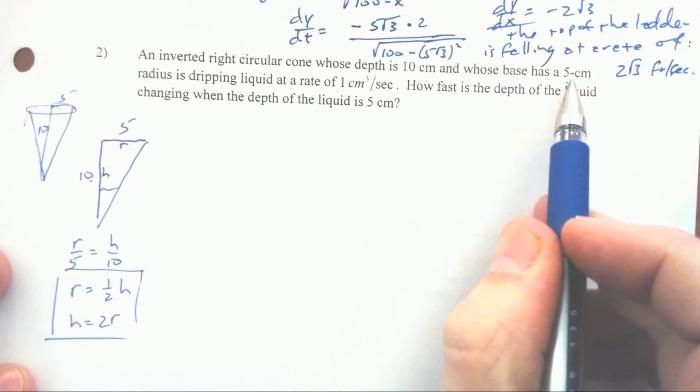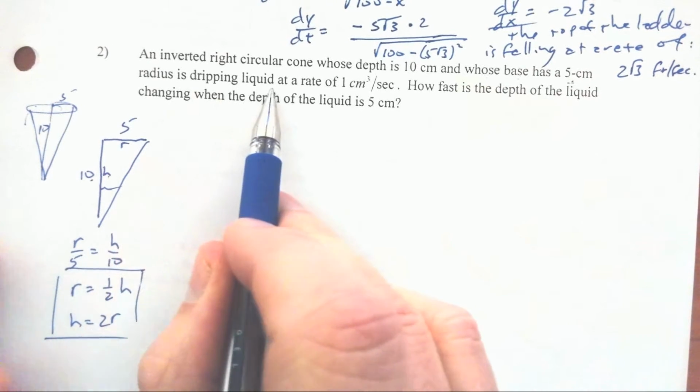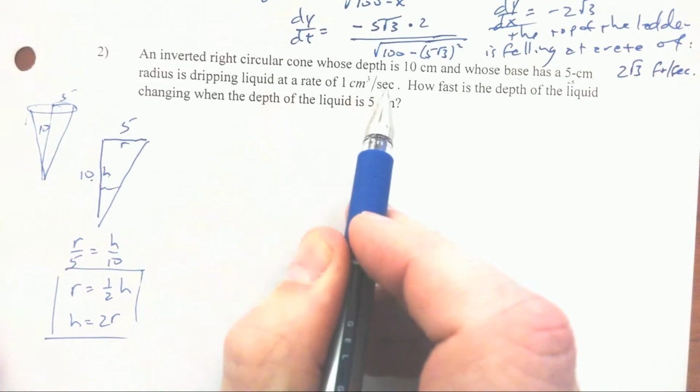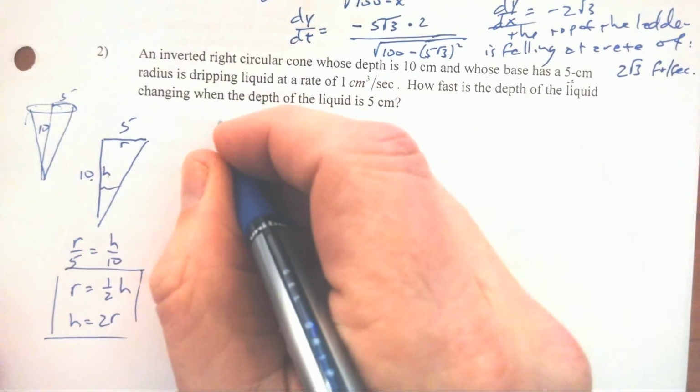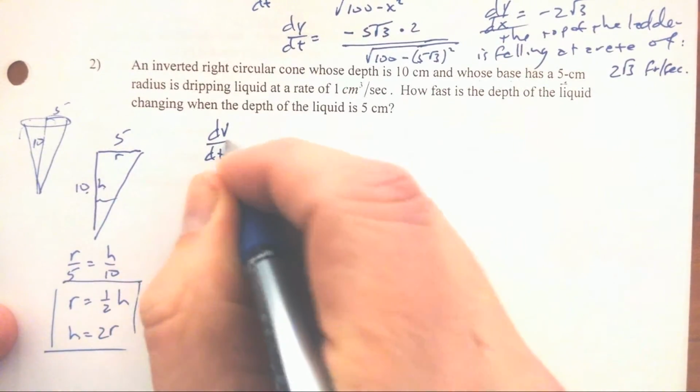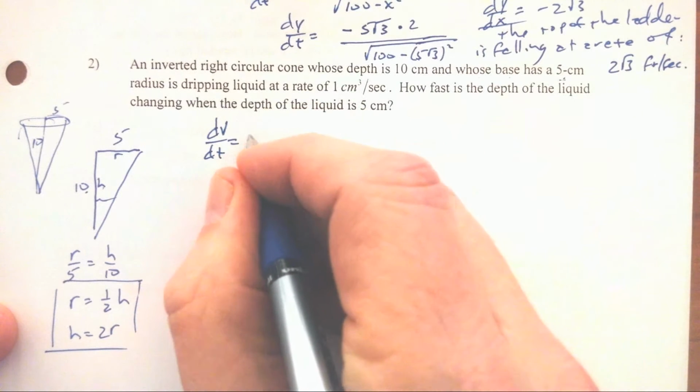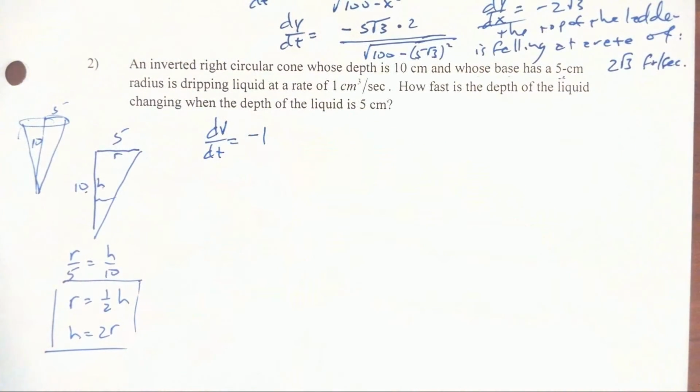Whose base has a 5 centimeter radius, is dripping liquid at a rate of 1 centimeter cubed per second. That means dV, that's volume, dV/dt is negative 1 centimeter cubed per second. It's dripping.